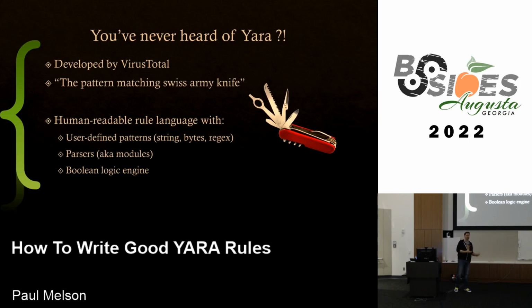Parsers, they call them modules, but what they really are is file parsers that give you direct shortcuts to be able to interact with particular types of files and file types, and we'll play with some of those later. And then a Boolean logic engine, and that's really the magic in this, right? It's like grep and awk on steroids, because you can do all the things with that logic engine and some of the things that they expose in the conditional part of the rule.